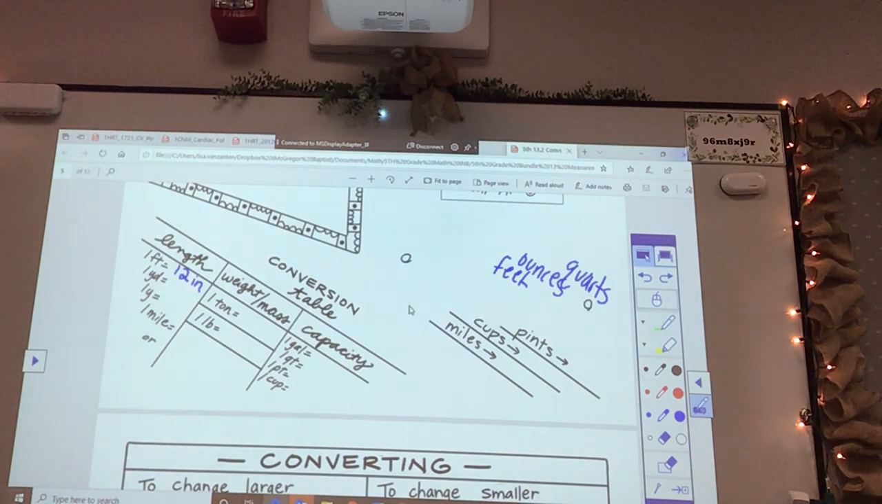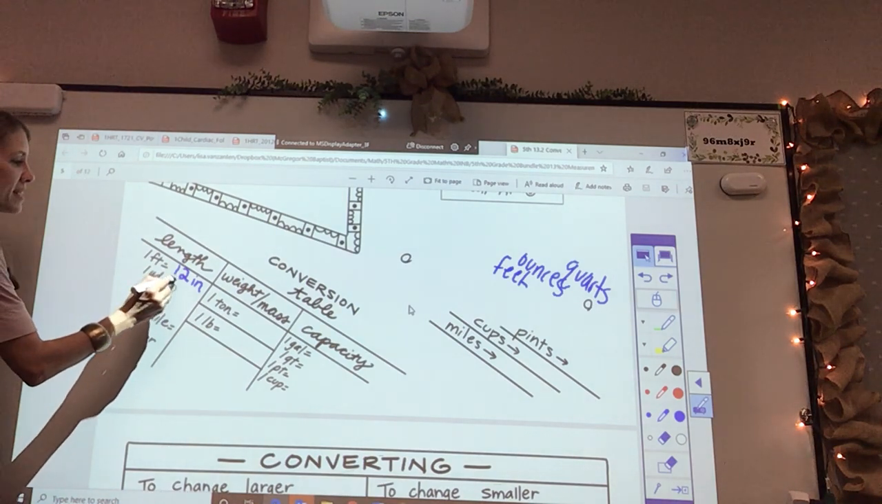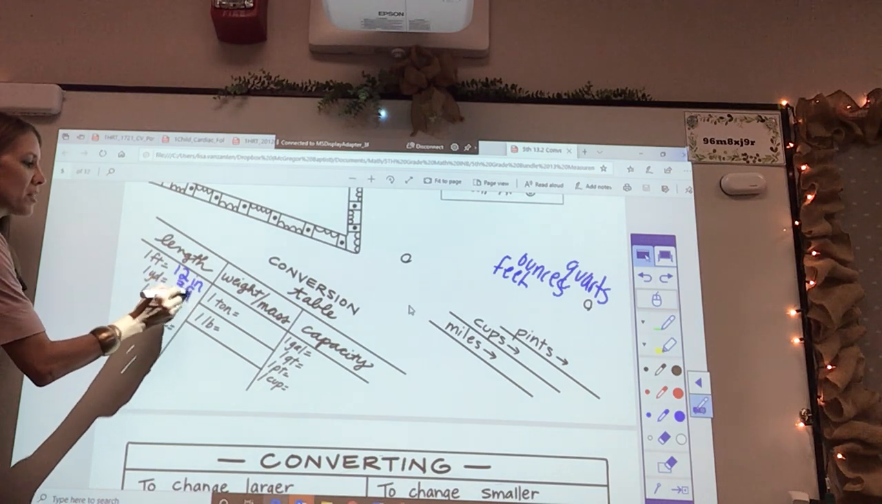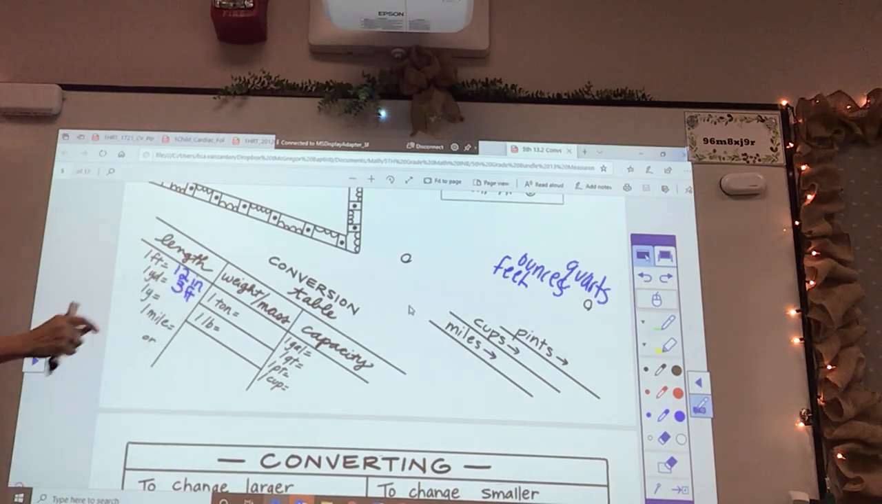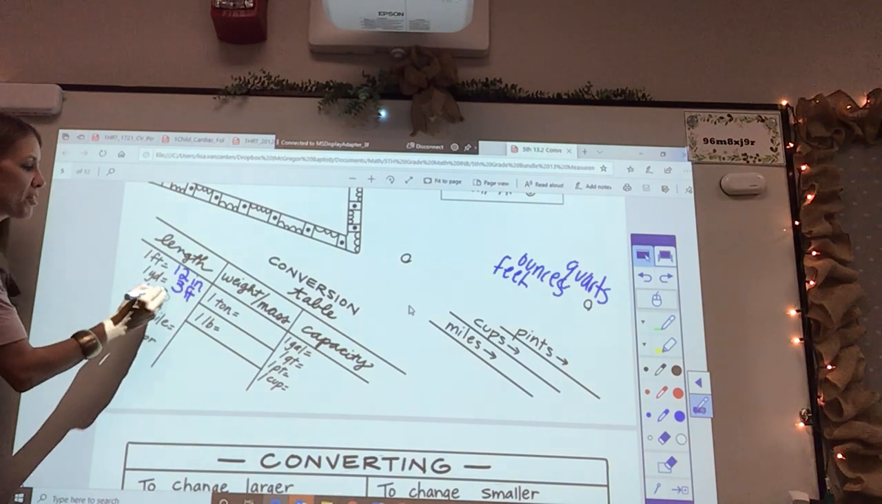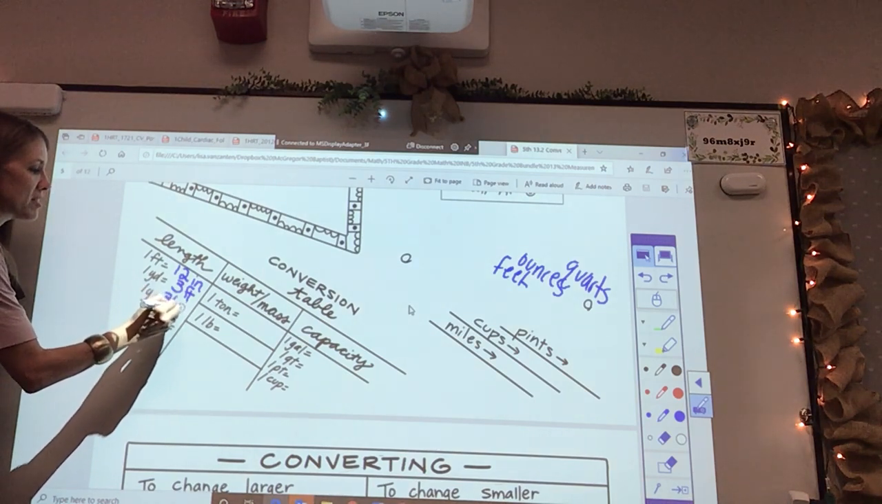All right. 1 yard equals how many feet? 3. 3 feet. That's a special number that you need to know. 1 yard equals 3 feet. You've got to just have that memorized. What about 1 yard equals how many inches? 36 inches.